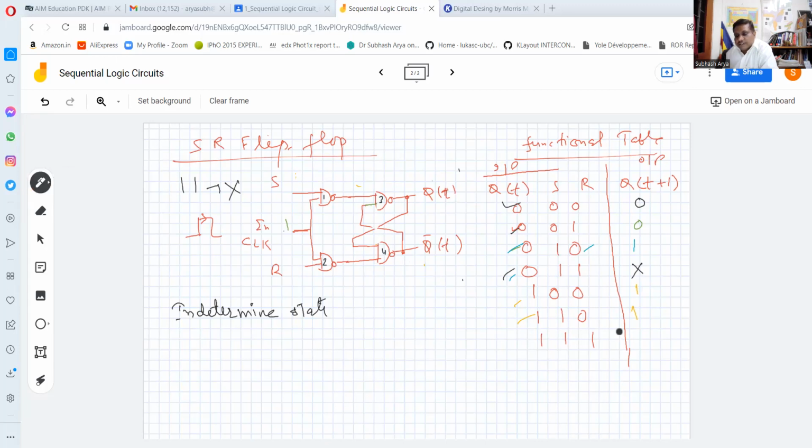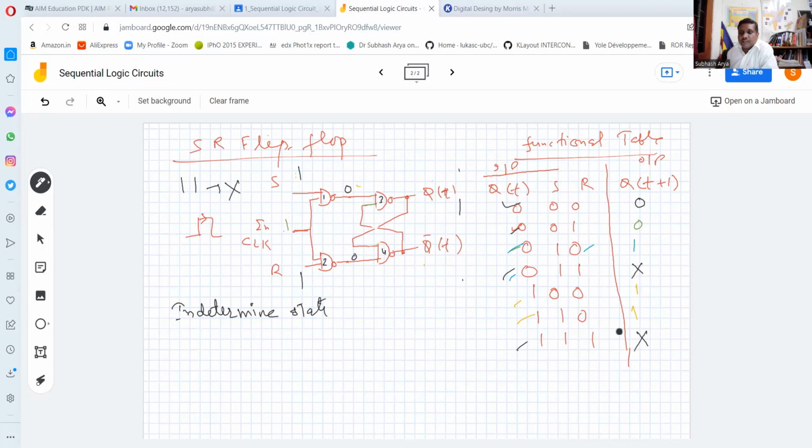So we are considering this state last. So Qt is 1, S is equal to 1, R is equal to 1. Both are 1. So 1 means here 0, 1 means here 0. So now again the same situation occurs as we got with S is equal to 1 and R is equal to 1. So there will be a race and we cannot determine the output. So we simply put a cross. This way we are able to write the functional table.